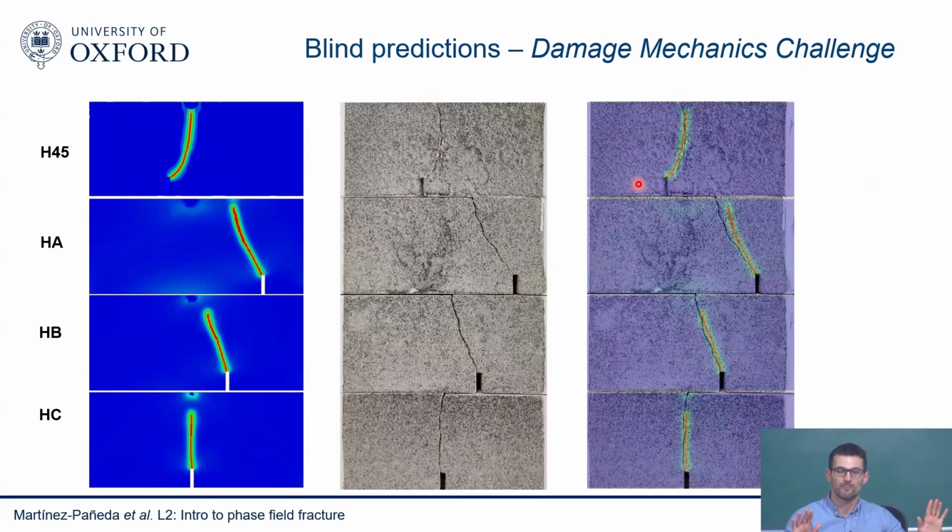The only thing we do is we solve a standard finite element problem with that extra equation. That's all. And we plot phi. I'm plotting phi, 0 or 1. And you can see the agreement is quite good.